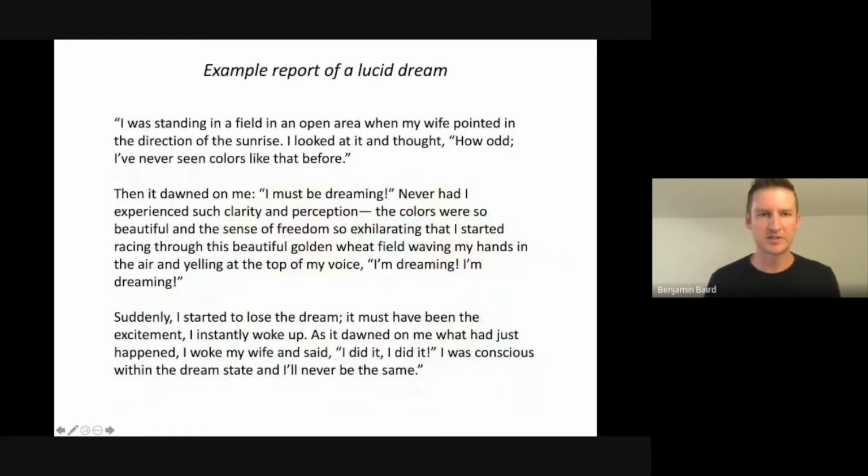Here's just a quick example. I think we all know, but I'd like to start off with this. It just gives a sense of what the experience is like. It says, "I was standing in a field in an open area when my wife pointed in the direction of the sunrise. I looked at it and thought, how odd, never seen colors like that before. Then it dawned on me, I must be dreaming. Never had I experienced such clarity and perception. The colors were so beautiful and the sense of freedom so exhilarating that I started racing through this beautiful golden wheat field, waving my hands in the air and yelling at the top of my voice, I'm dreaming, I'm dreaming.